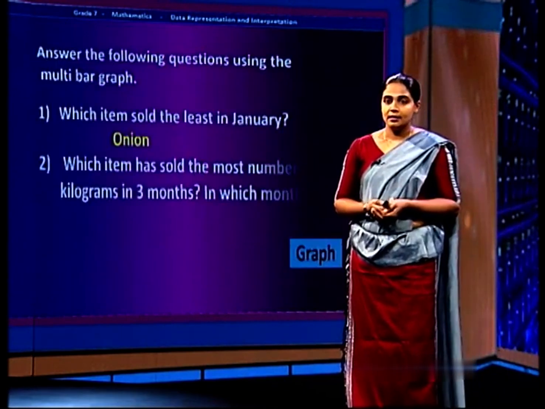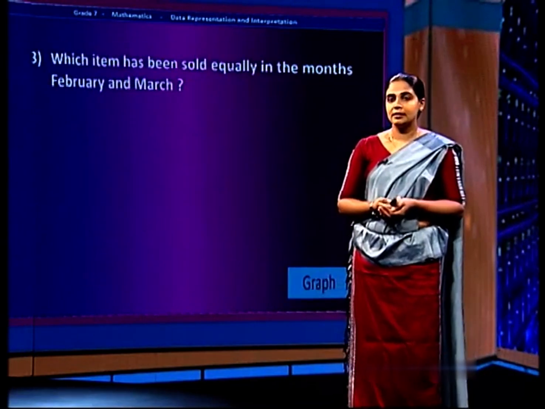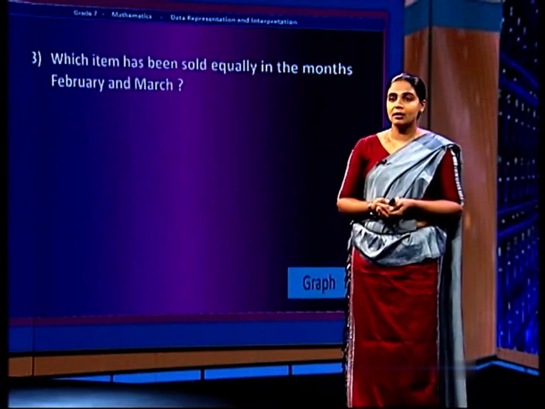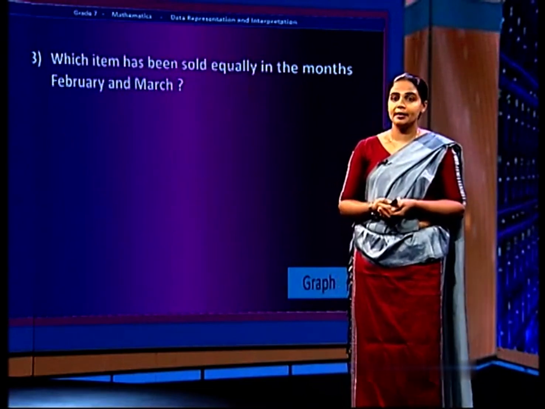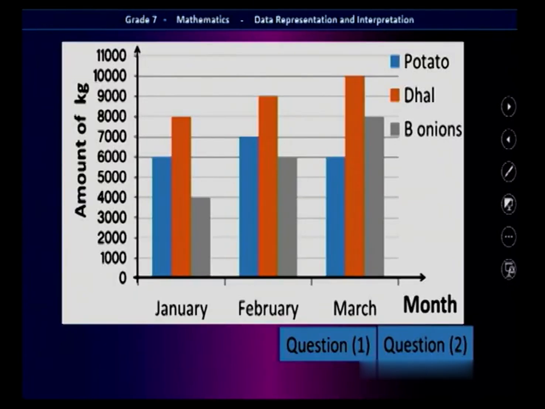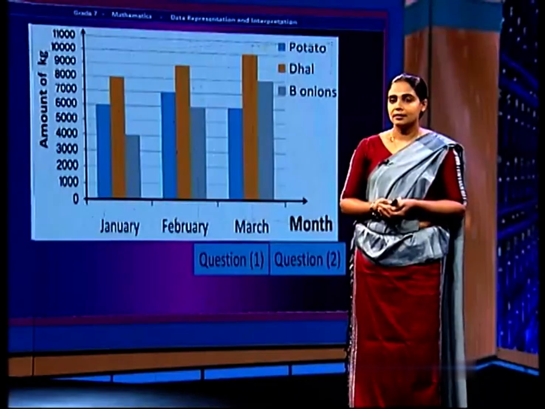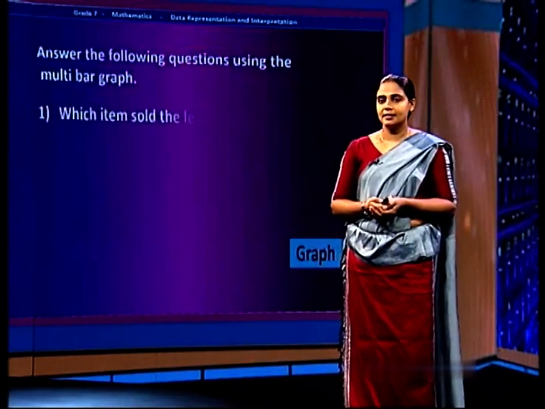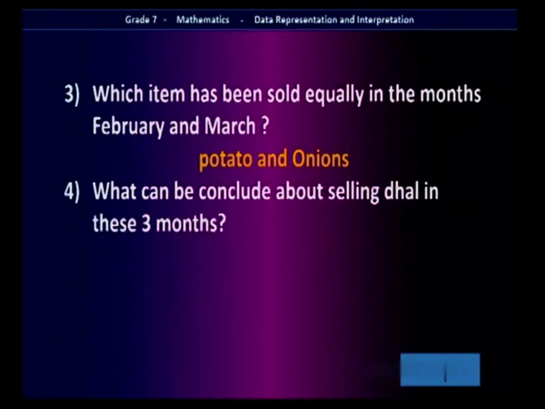Kids, now I am going to give this question. Which item has been sold equally in the months February and March? Equally in the months February and March. You should check the bars having the same height. What are they? You can see in February it is onion and in March it is the blue-colored potatoes, isn't it? Then write your answer. Potatoes and onions.